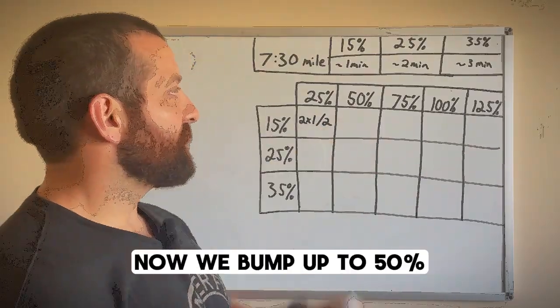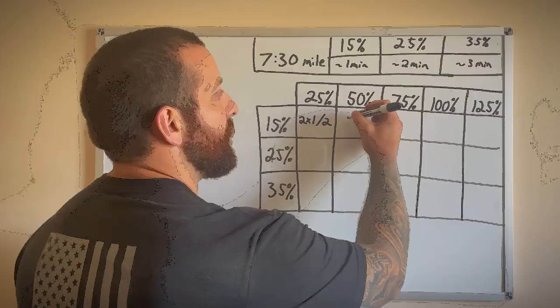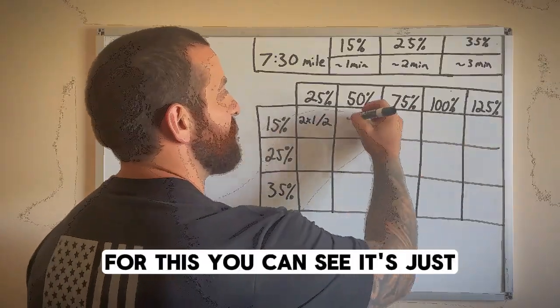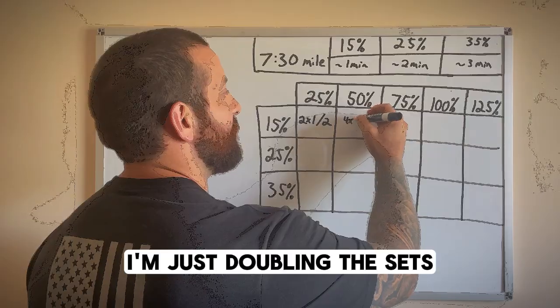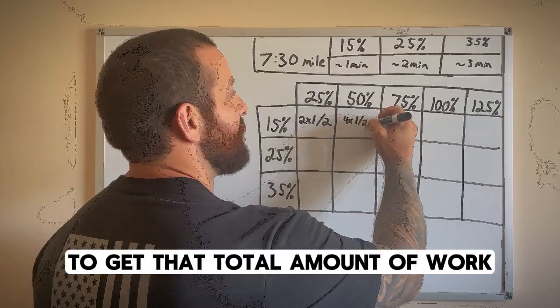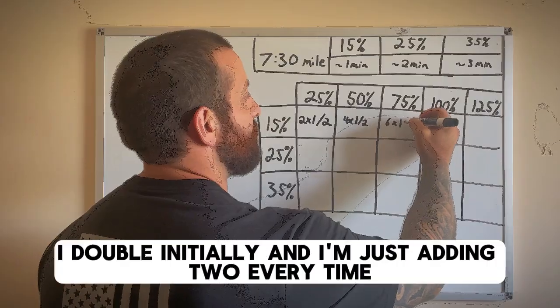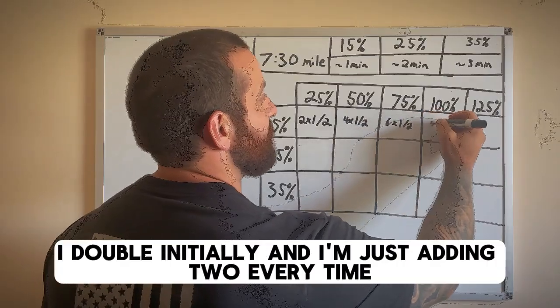Okay, now we bump up to 50%. And these are pretty simple as I go all the way up to 125. For this, you can see I'm just doubling the sets to get that total amount of work. And I shouldn't say double the sets. I double it initially, and I'm just adding 2 every time.